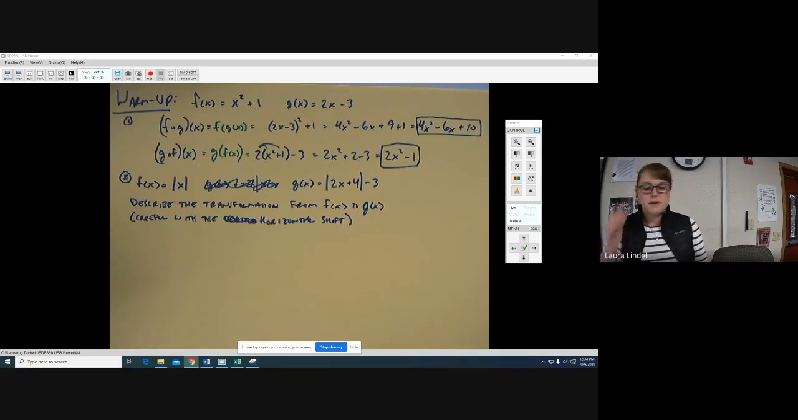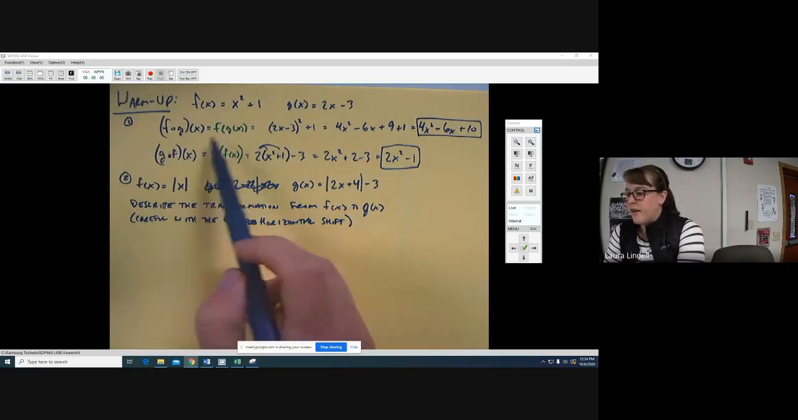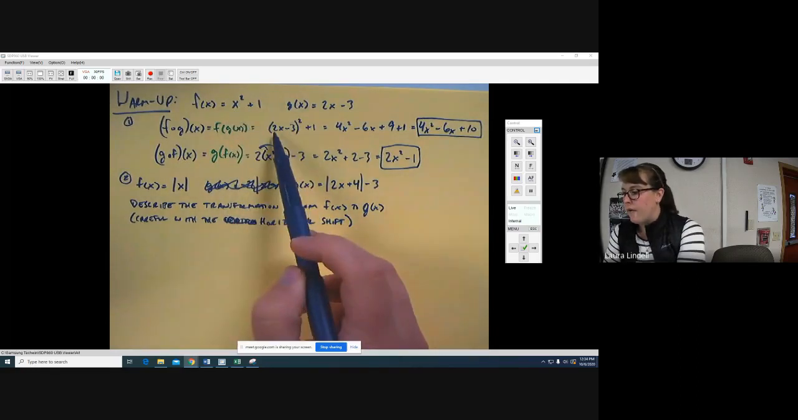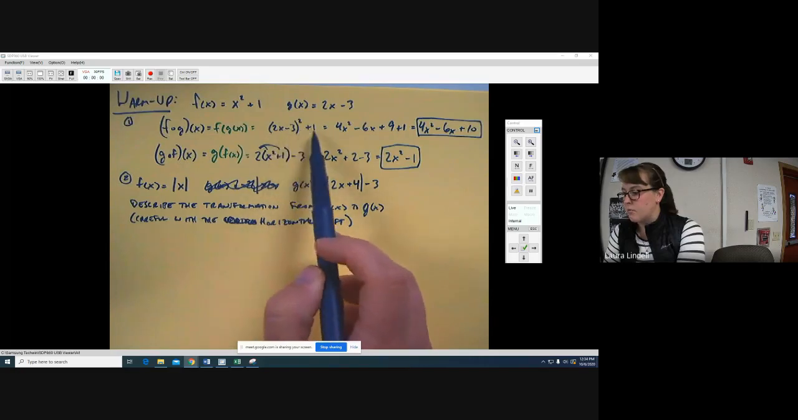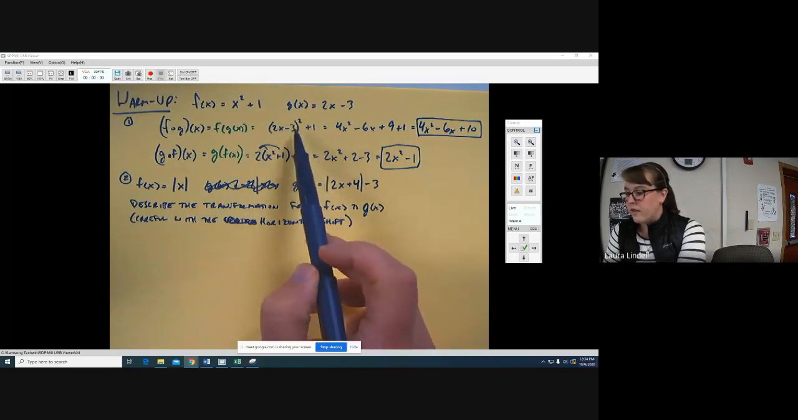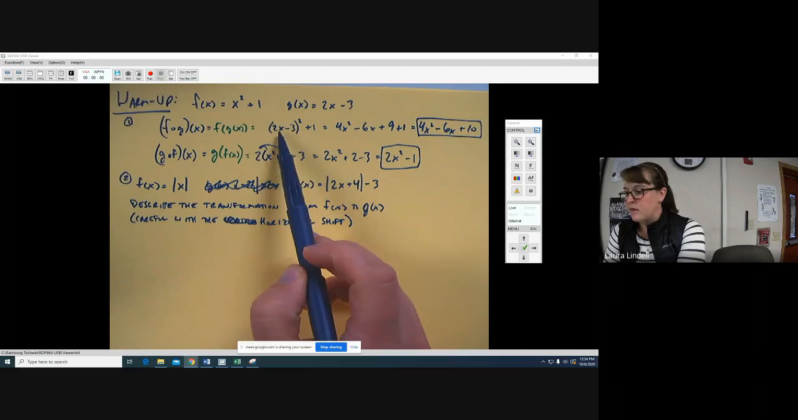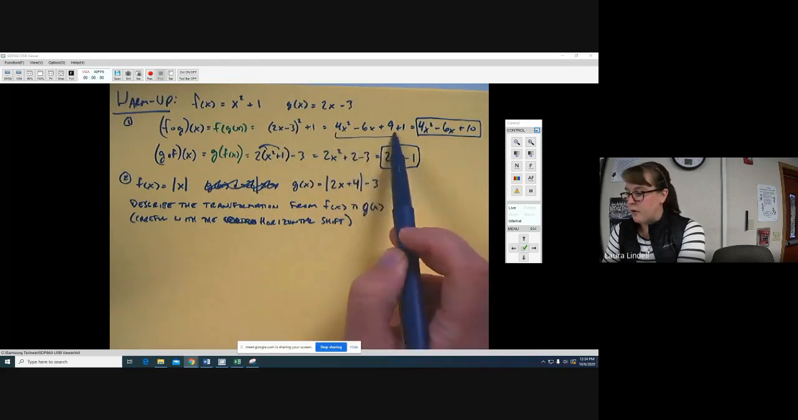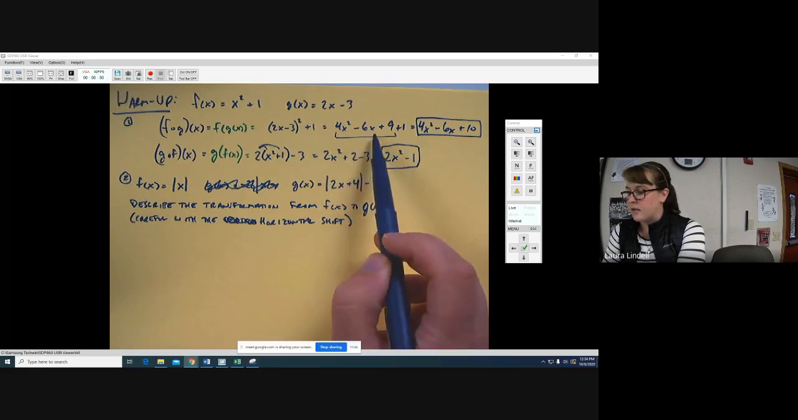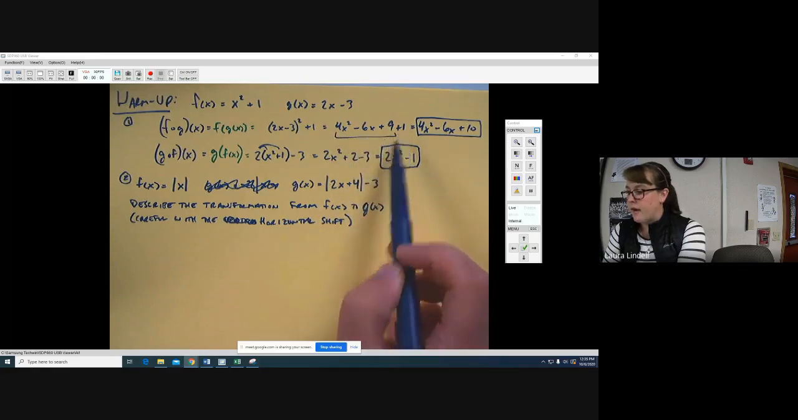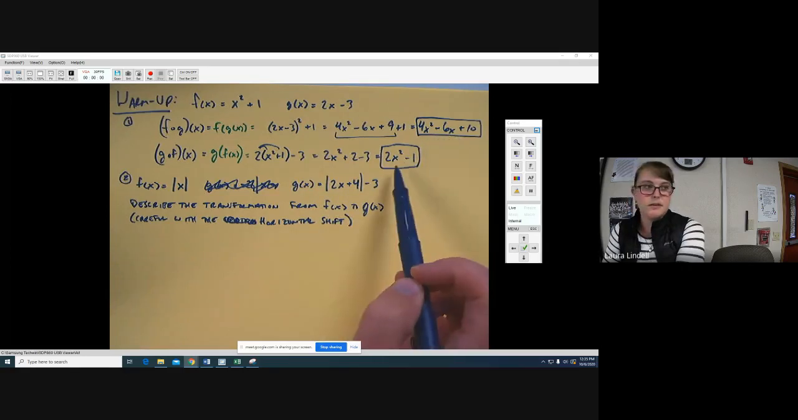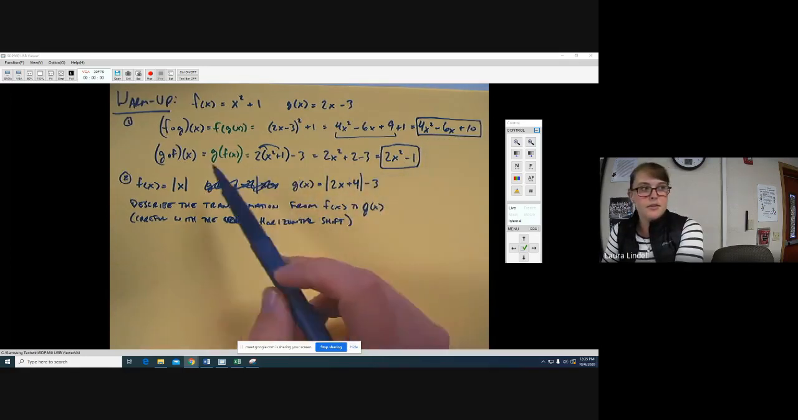Okay, so for our warm-up, f of g of x is where you plug g of x into the f of x function for x. So instead of x squared plus 1, we have 2x minus 3 squared plus 1. When we simplify this, make sure that you multiply 2x minus 3 times 2x minus 3 to get this part here, the 4x squared minus 6x plus 9. And then you can add the 1 to it that's from out here to get 4x squared minus 6x plus 10.